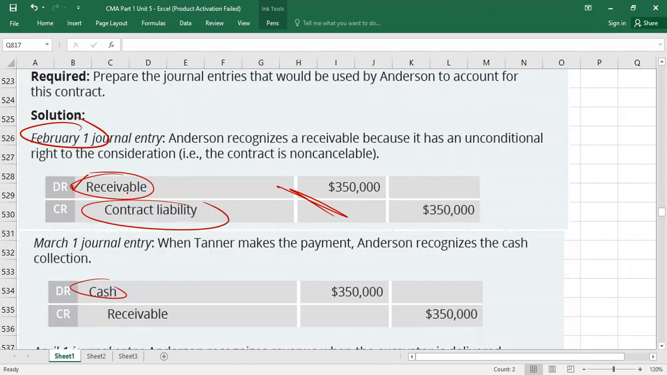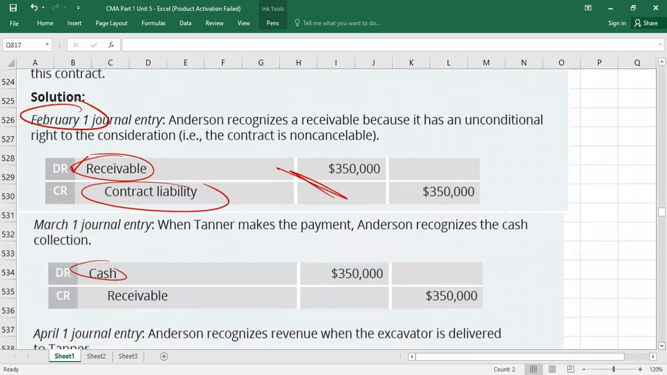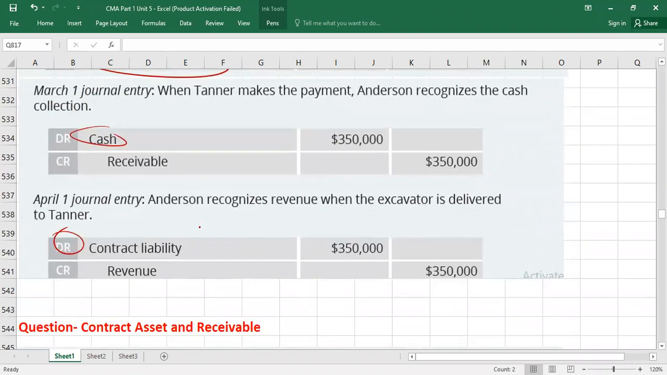The day when I will deliver the machine, I will debit what? Contract liability, and I will credit the revenue. And obviously when you book the revenue, you should also pass the cost of goods sold entry. Debit cost of goods sold, credit inventory. But here no cost information is available, so it is not recorded.